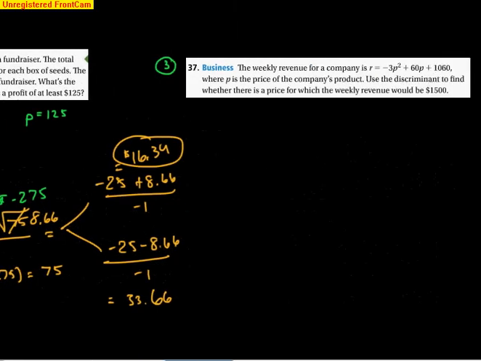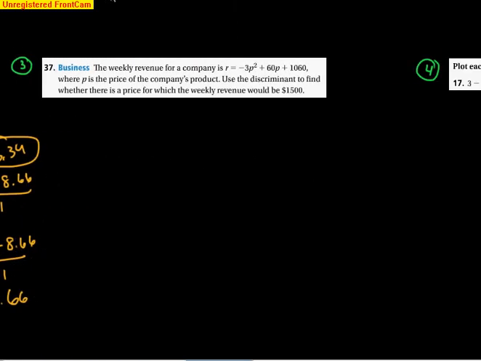All right. Next, number 3 here. Business. The weekly revenue for a company is given by this, where P is the price. Use the discriminant to find whether there is a price for which the weekly revenue will be $1,500. So will revenue be $1,500? Well, let's plug it into the equation. So 1,500 equals negative 3p squared plus 60p plus 1060. And again, p is your x. P is the price. Make this say equal 0 by subtracting 1,500.